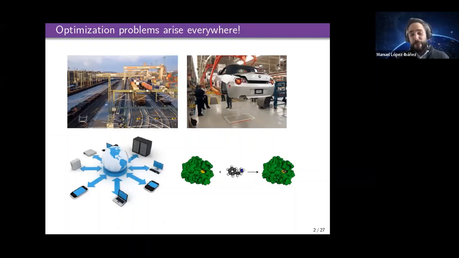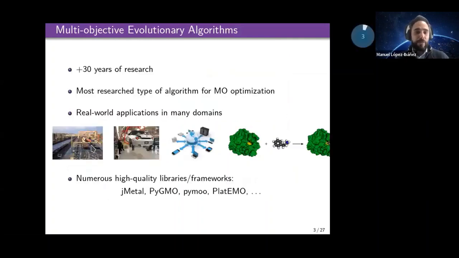The first thing I'm going to focus on is optimization. If you have never heard of optimization, the idea is that we want to find solutions that maximize or minimize certain objectives and satisfy certain constraints. Optimization problems are everywhere in manufacturing, in logistics, in communication networks, in bioinformatics. Everywhere you look, there are optimization problems being solved every day. And we have many types of algorithms for solving them. One of these types is multi-objective evolutionary algorithms.